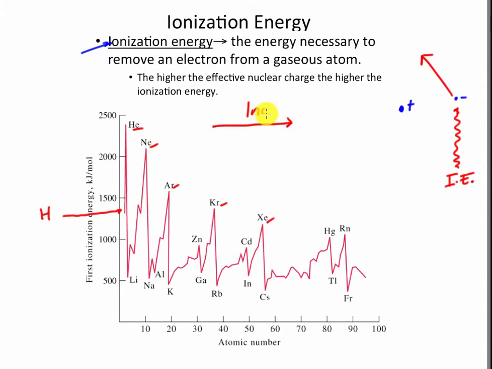From left to right, ionization energy increases. Okay, we see an increase. As I go from bottom to top, I have an increase in my ionization energy as well. Okay, so that's the trend that we see in ionization energies. And again, I'm going to come back and explain it, and I'll explain these little anomalies later.